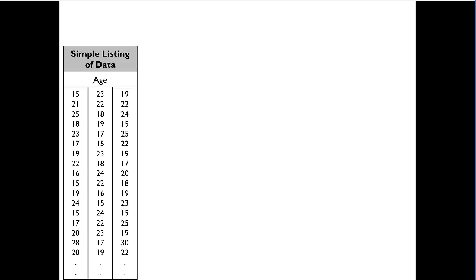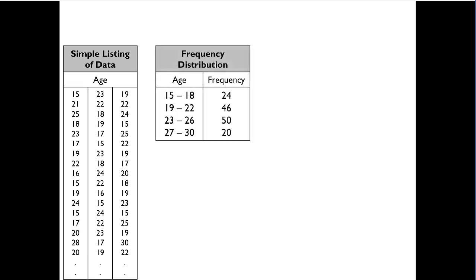For example, here is a simple listing of data. So here we have ages of students, let's say. Data by itself, if you just look at it, is not organized. It's hard to pick things out or make some observations. So we need a better way to organize it. So one way is to use a frequency distribution.